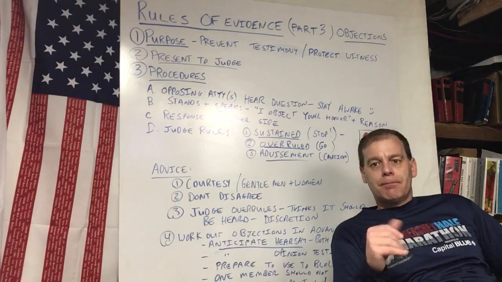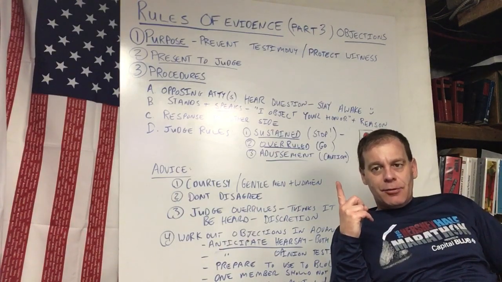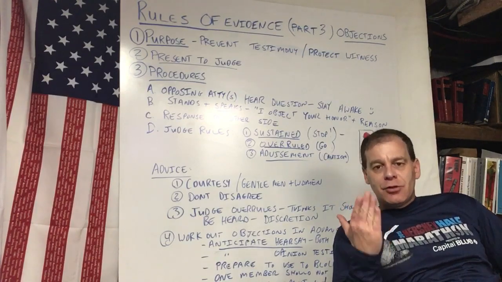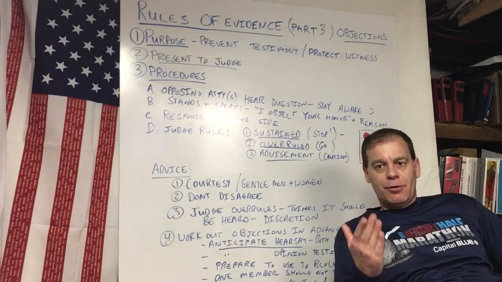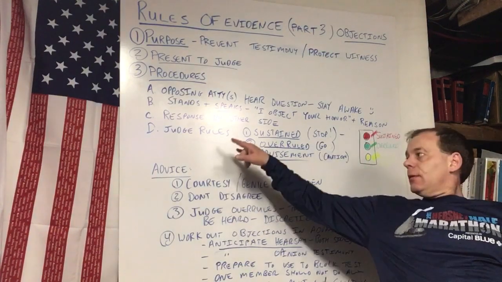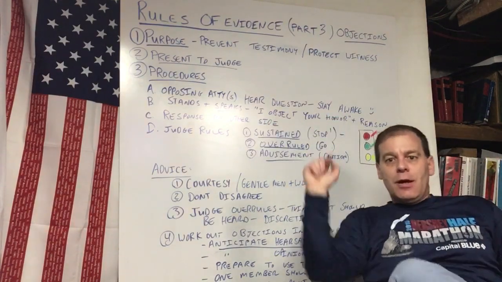How do we do this? Well, we want to present this to the judge. So really, we're raising an objection and we're asking the judge to make a ruling for us. We're going to present it to the judge. And the procedures that we use to do this are very simple. The opposing attorney hears the question, and my note to you is to stay awake.